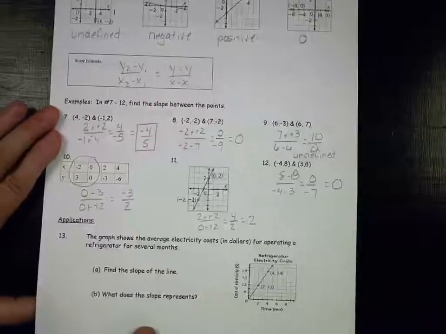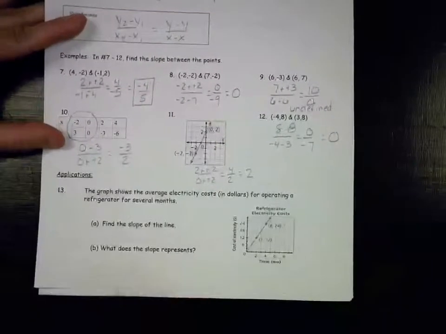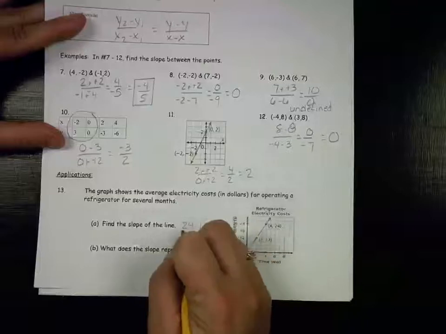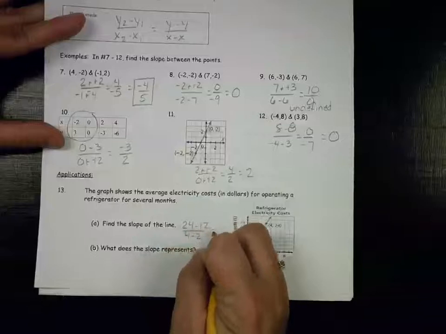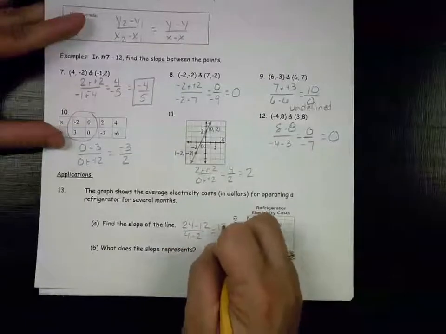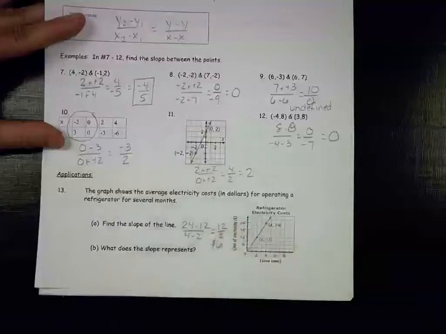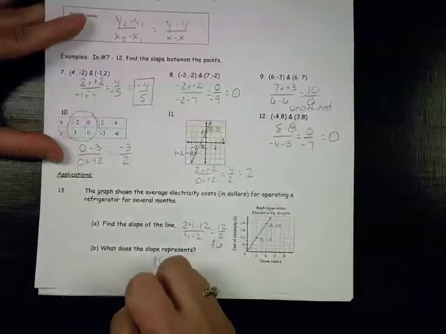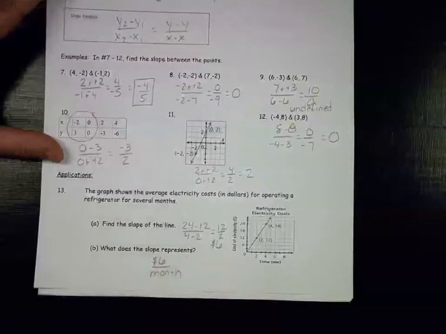Number 13, the graph shows the average electricity cost in dollars for operating a refrigerator. So we would have 24 minus 12 over 4 minus 2. And if you subtract, you get 12 over 2, which is 6. And what that tells you is that it costs you $6 per month to operate your refrigerator.